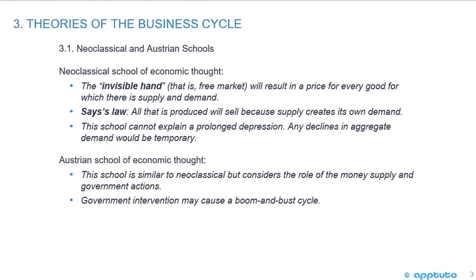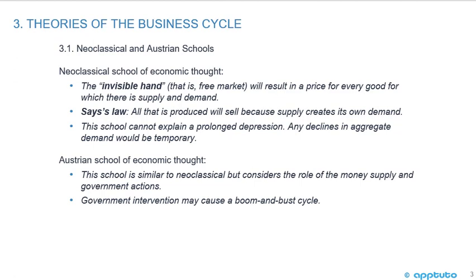So we'll start by looking at the Neoclassical and Austrian schools. The Neoclassical school of economic thought, that's the invisible hand. That is, the free market will result in a price for every good for which there is supply and demand. Then there's something called Say's law, which is all that is produced will sell because supply creates its own demand. This school cannot explain a prolonged depression. Any declines in aggregate demand would be temporary.